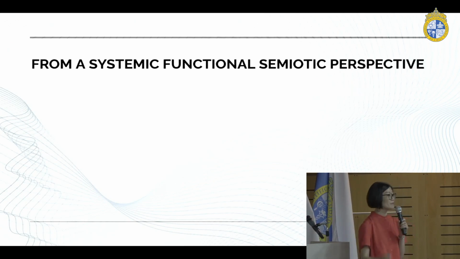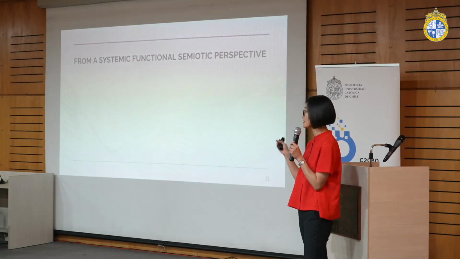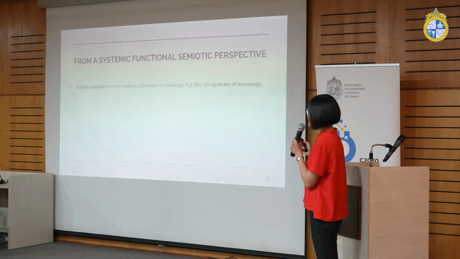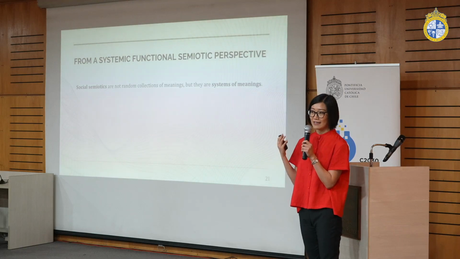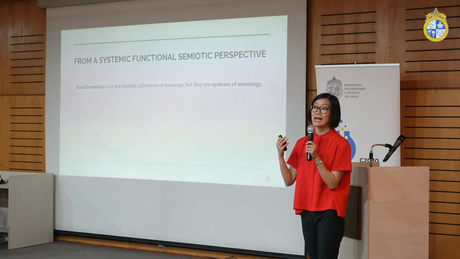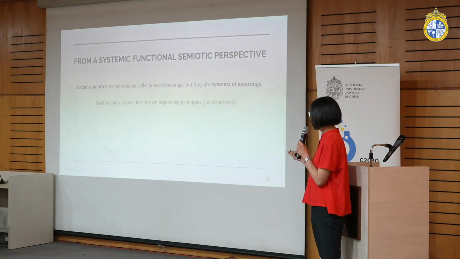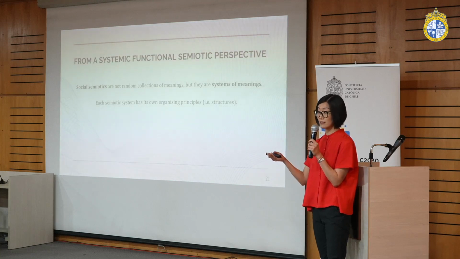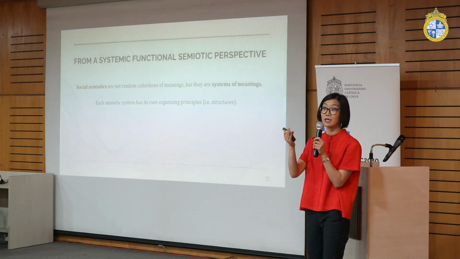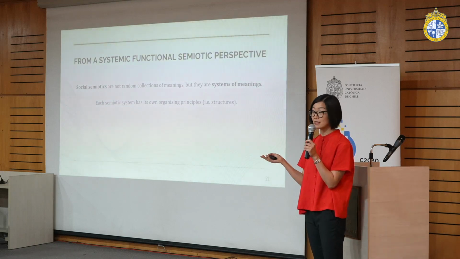Okay, so from this tradition of linguistics, which is called systemic functional linguistics, social semiotic resources are not random collections of meanings, but they are actually systematized. There's a pattern when it comes to how meaning is made. And each semiotic system, for example, language is one semiotic system, mathematical symbolism is another, and we also have images, which is a different kind of semiotic system.